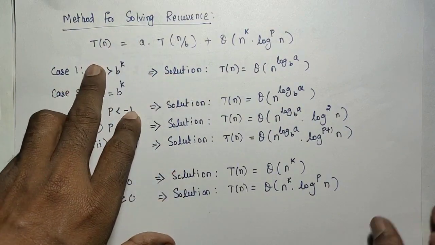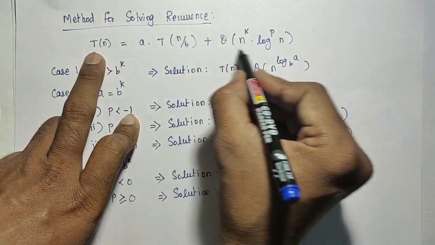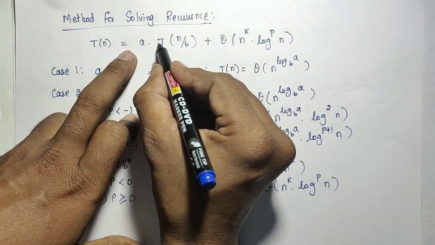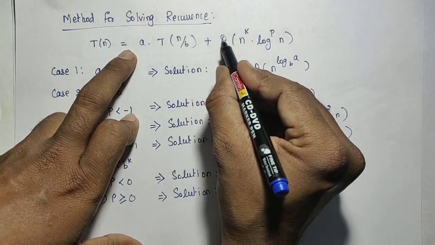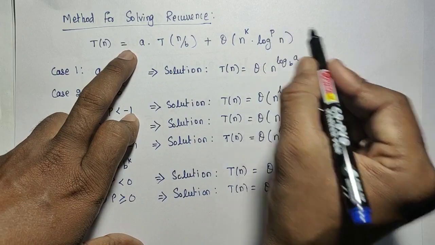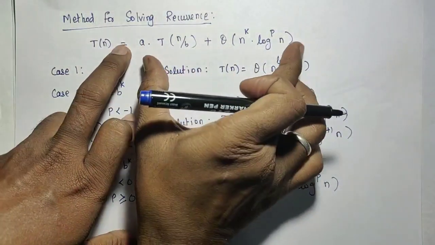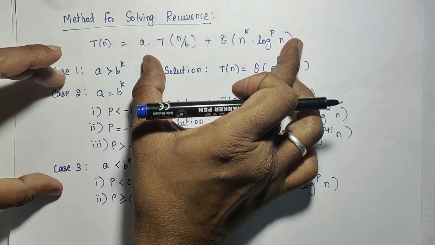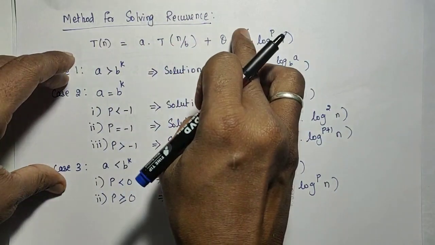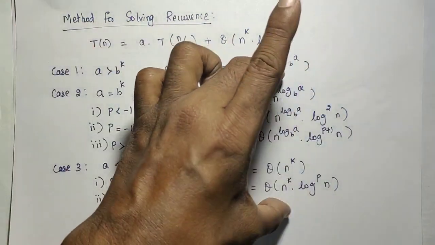If your final complexity is in this format, that is a into T of n by b, plus theta of n power k into log n power p, then based on the a, b, k, p values, which are constants, we can directly write the solution.